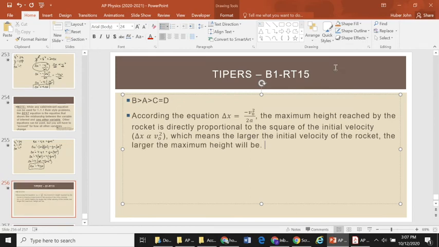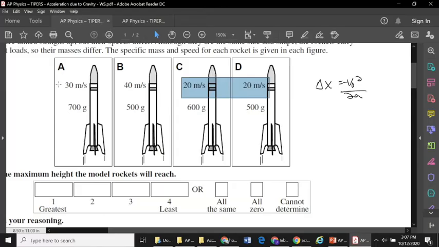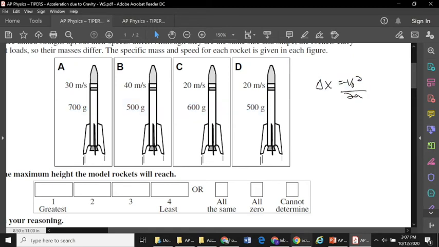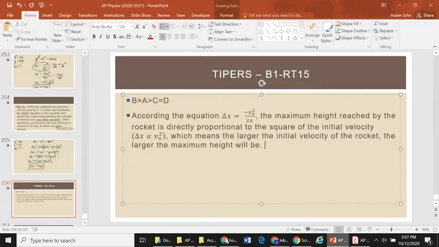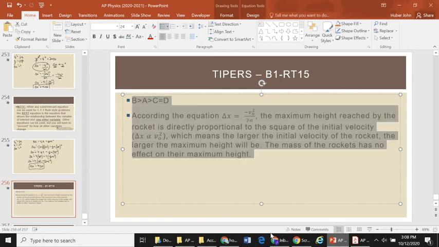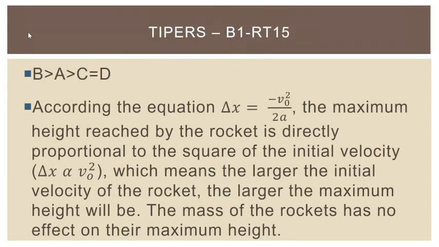And that's really it. But of course, since they're giving you additional information in this problem, mainly the masses of each rocket, that is an important thing to address as well. And since the equation says nothing about the mass of the rocket, because that has nothing to do with it, it doesn't hurt to just, in one sentence, say the mass of the rockets has no effect on their maximum height. And that's it. So your explanation should look something like that.